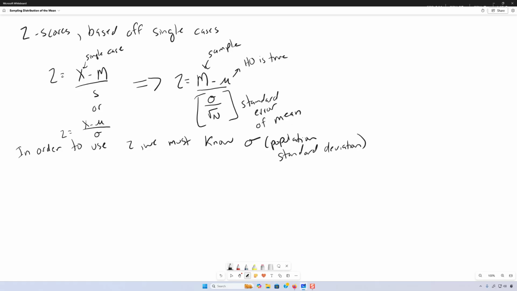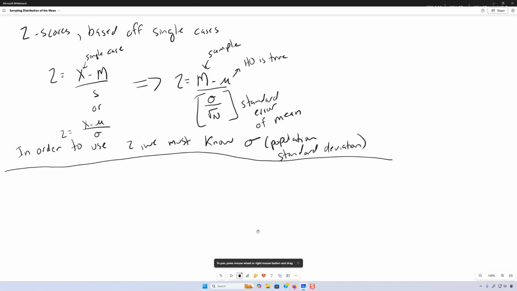So what exactly is the standard error of the mean? I want to demonstrate it with a little bit of a talk about sampling distribution. So let's talk about a sampling distribution before we get back to z. When we're talking about sampling distribution, let's start with the sampling distribution of the mean. So what does this mean?